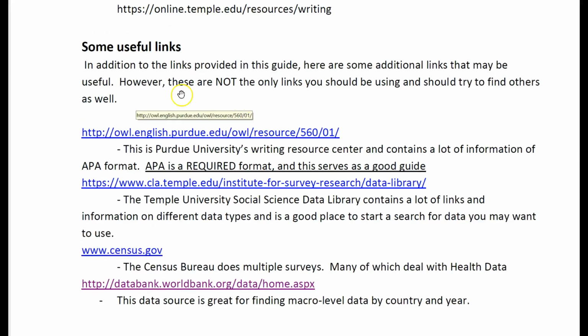Some other useful links. First is the Purdue OWL. Purdue has a great website which really helps you learn how to write things like an abstract, how to cite properly using APA format, which is required, how to form your annotated bibliography or your outline, and so forth.